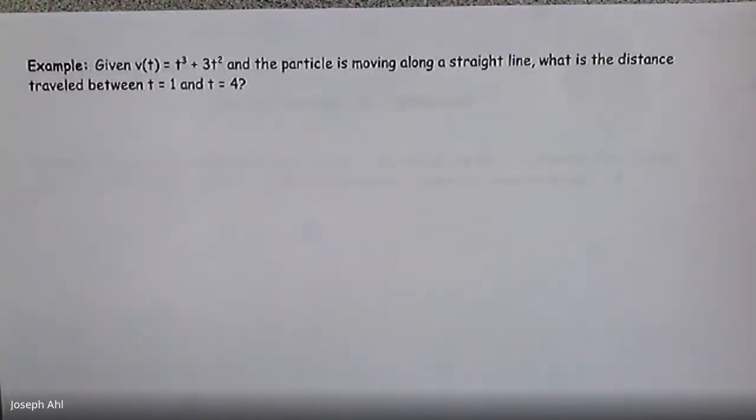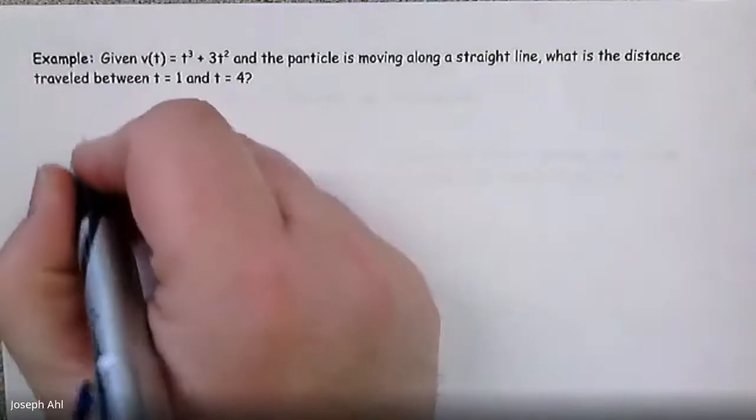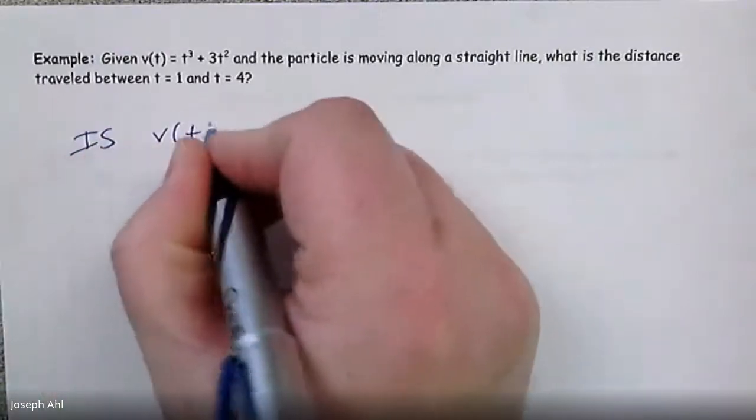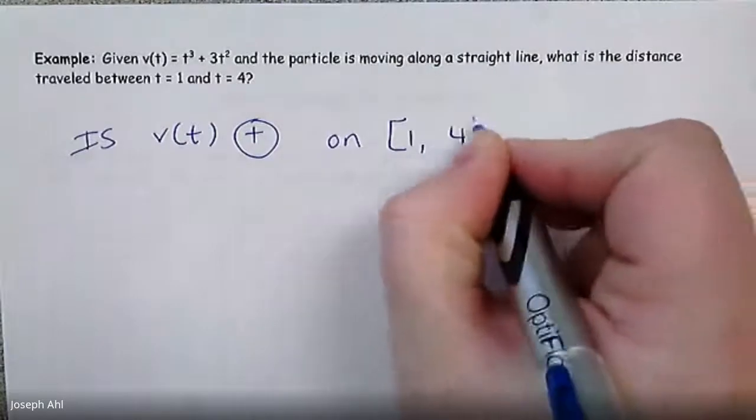Okay, so let's take a look at v of t equals t cubed plus 3t squared. There's our velocity function. The particle's moving along a straight line. What is the distance traveled between t equals 1 and t equals 4? To find that definite integral and confirm that that is the distance traveled, we have to ask ourselves, is v of t positive on the interval from 1 to 4?